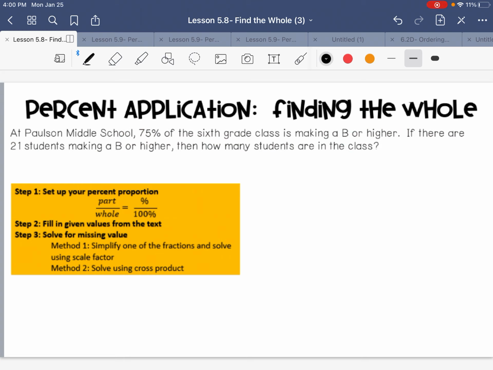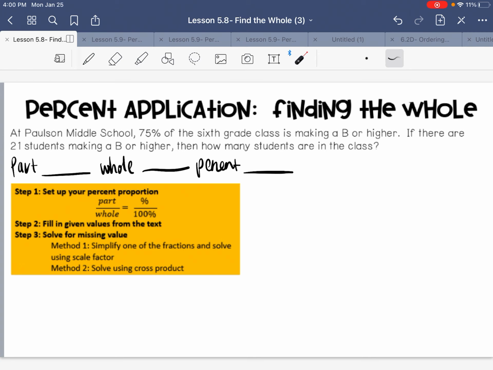The very first step that I'm going to do, before I even set up my percent proportion, is find what is the part, what is the whole, and what is the percent. The percent is the easiest one to find. It literally says 75% there. So I'm going to put it in my percent.